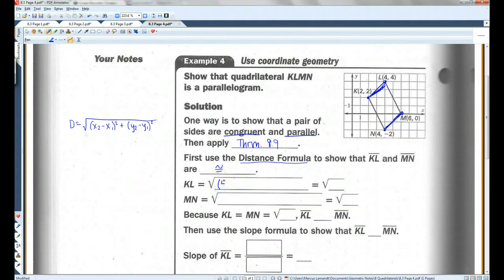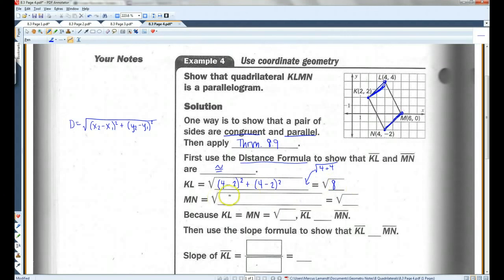So, when you plug these in, you're going to get 4 minus 2 squared plus 4 minus 2 squared. 4 minus 2 is 2. Squared is 4. I'm going to add in a step over here. So you have 4 plus 4. So you have the square root of 8.